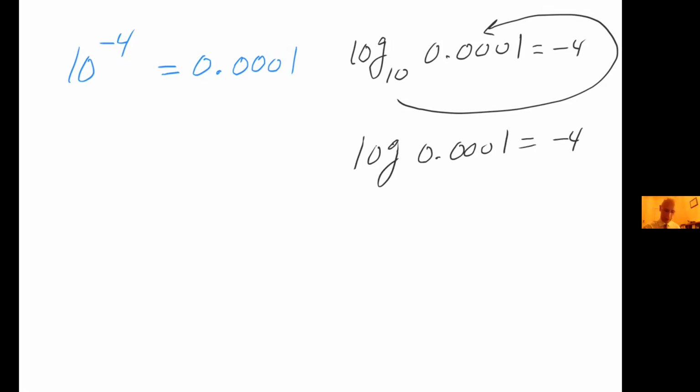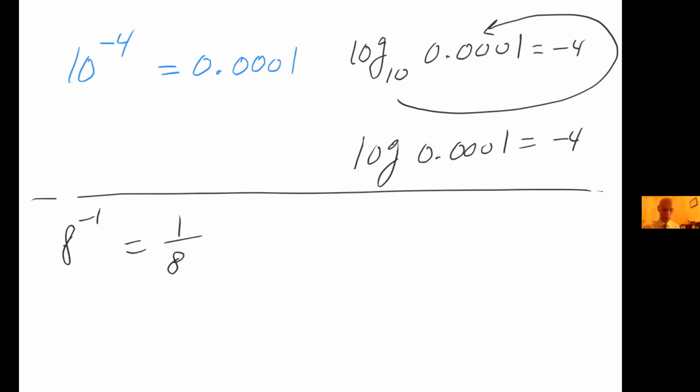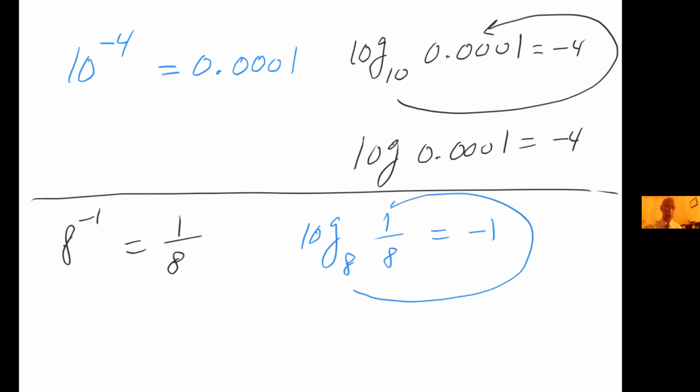Let's do a couple more. Let's say 8 to the negative 1 equals 1 over 8. And let's say I want to write that in logarithmic form. So I can say log base 8 of 1 over 8 equals negative 1. 8 to the negative 1 equals 1 over 8.